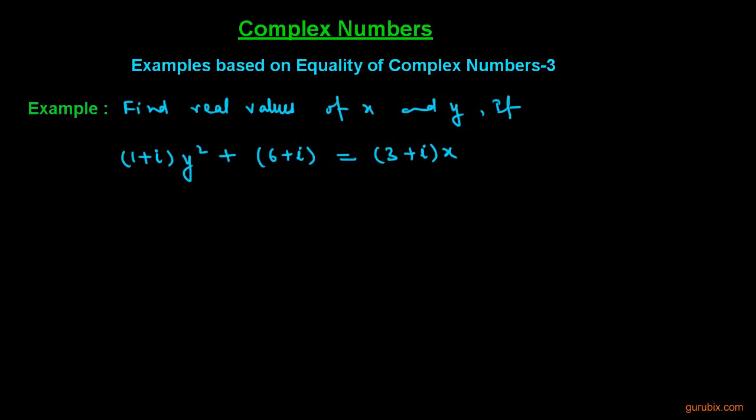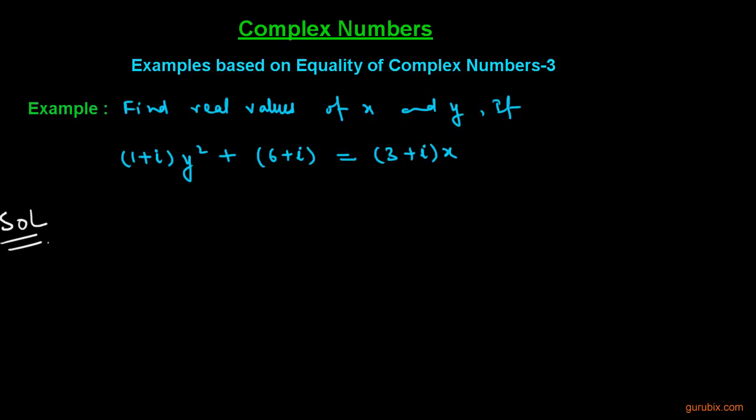Welcome. Here is a very interesting question on equality of complex numbers, and the question is as follows: find real values of x and y if (1 + i)y² + (6 + i) = (6 + i)x... We have to find the value of x and y from these two complex numbers. So let us see how to do it.